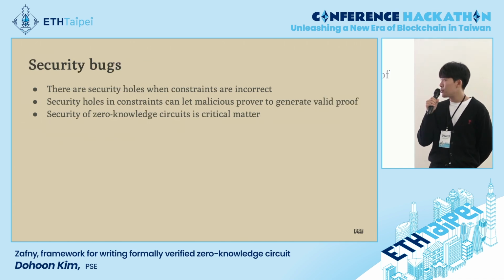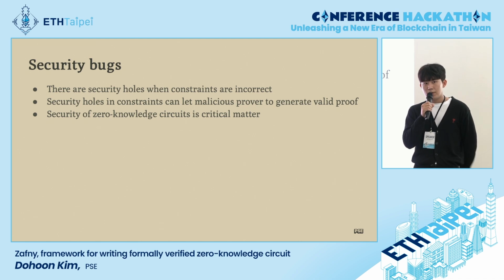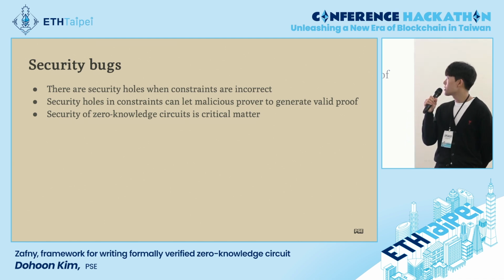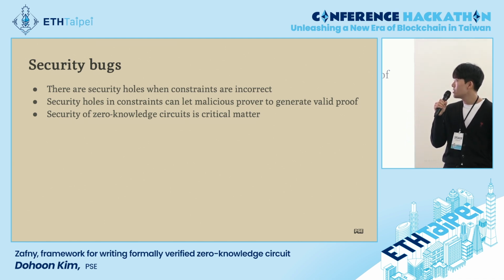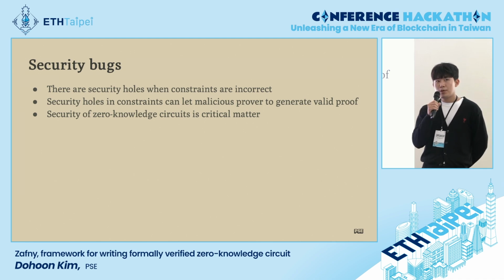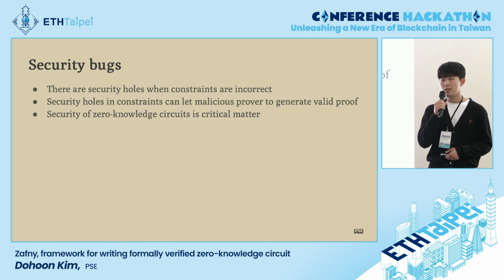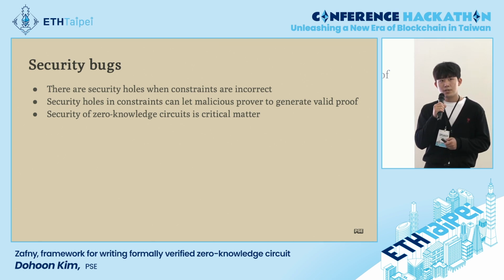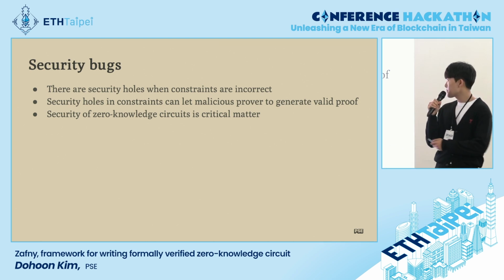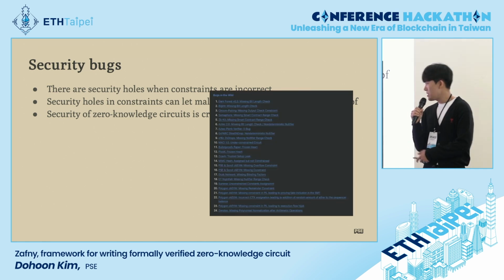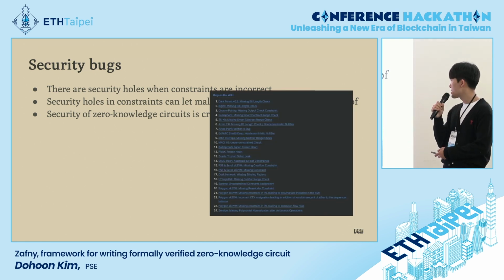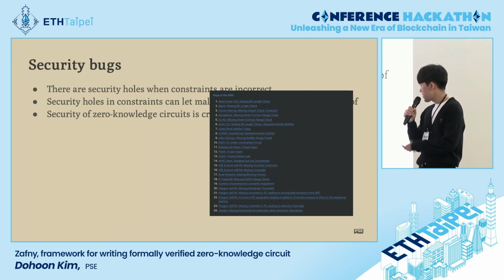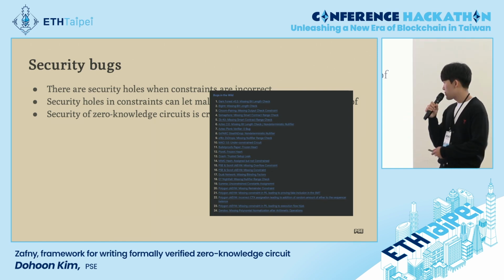And there is a security issue. There's a security issue in the circuit when the constraints are incorrect. This kind of security hole in constraints can let a malicious prover generate a valid proof. So the security of zero-knowledge circuits is a very critical matter. These are well-known, famous security issues in zero-knowledge circuits. There are lots of security issues for now.